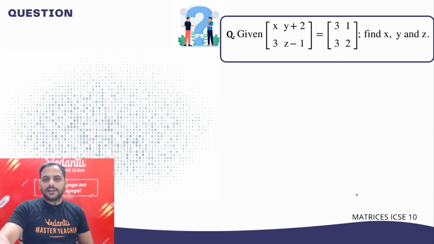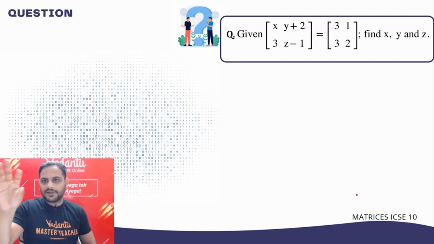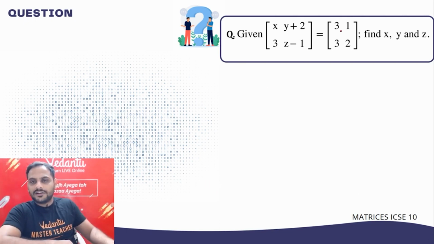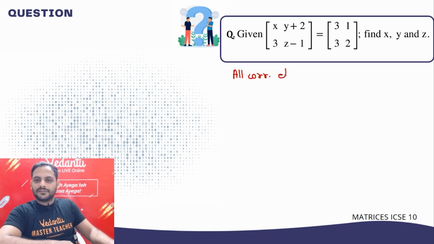Okay? Alright guys. Next question, look. Given this matrix is equal to 3 1 3 2, this other matrix, find x, y and z. Now guys, when two matrices are given equal, we know all corresponding elements are equal and their order will also be equal. Order is already same, 2 by 2. So I can say x and 3 must be equal. So first we have got x is equal to 3.